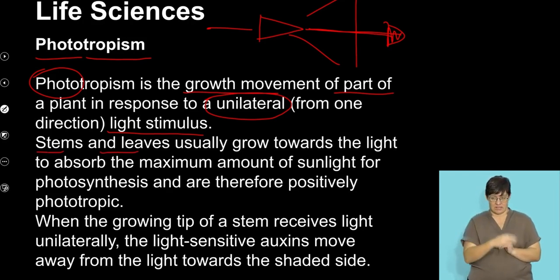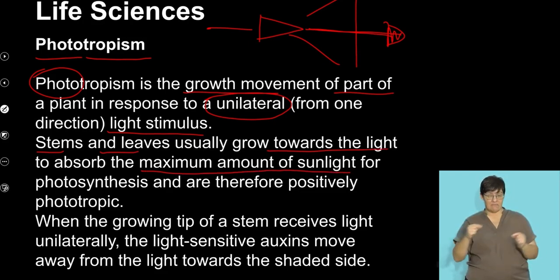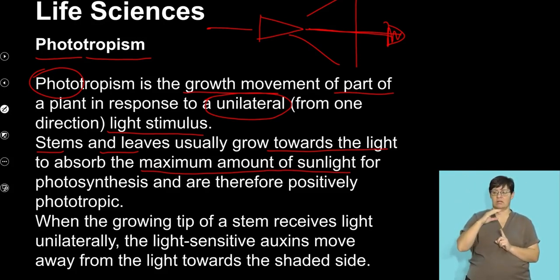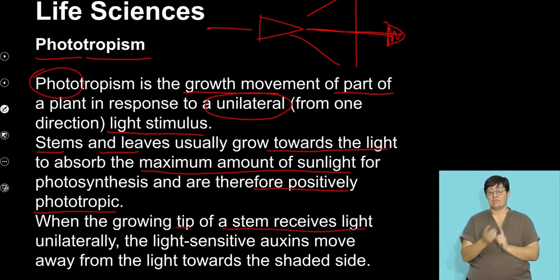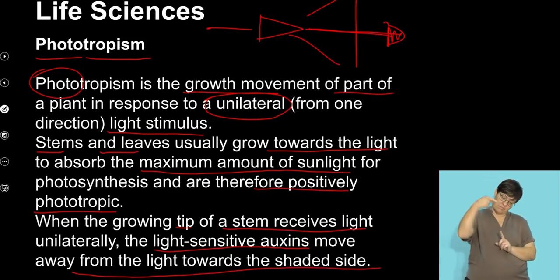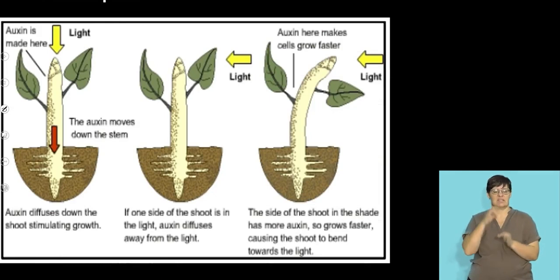Stems and leaves usually grow towards the light to absorb the maximum amount of sunlight for photosynthesis, so they are positively phototropic. When the growing tip of the stem receives light from one direction, we find that the light-sensitive auxins move away from that light towards the shaded side. Let's look at this in a simple diagram.